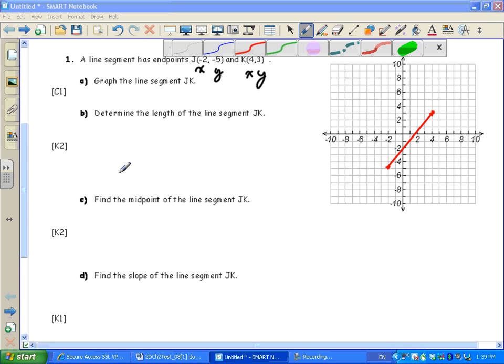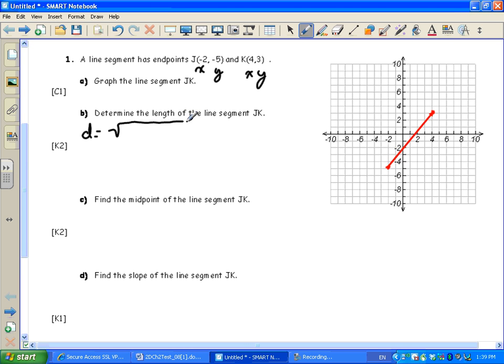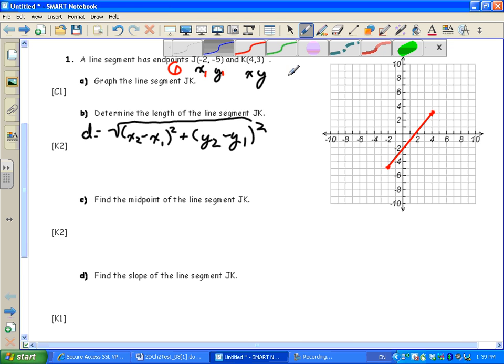Does anyone remember the distance formula? Liam. Do I add, subtract in between, anything, multiply? Yep. Good. Okay. So the formula, D is equal to the root of (x2 minus x1) squared plus (y2 minus y1) squared. So we're going to take our coordinates. We're going to call the first coordinate 1, so that makes this x1 and y1. And we'll call the second coordinate 2, which makes this x2 and y2. So we're going to plug those values in.